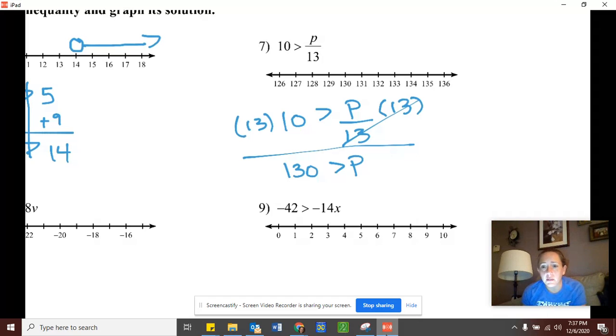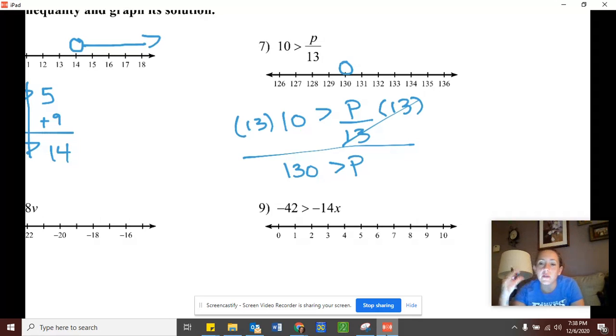Now, this is tricky because technically this is written backwards from how we've been seeing them. We've always seen the variable on the left. But I know I put my dot at 130, and I know that the circle is open because there's no line under it. But 130 is greater than all the p's. Okay, so the 130 is the biggest number.